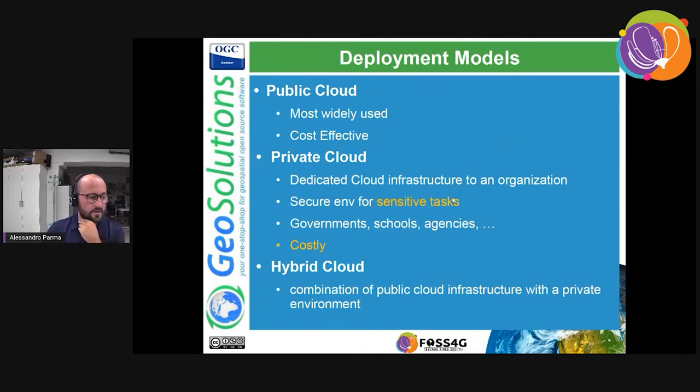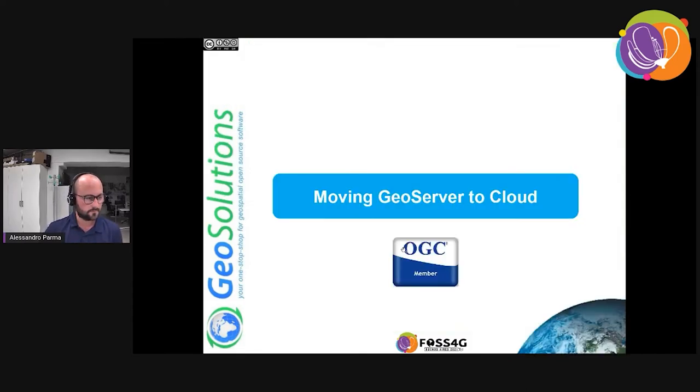Then we have a hybrid cloud. Hybrid cloud is a mix of the two, a combination of public with a private environment. So that's typically implemented with restricting at the networking level the access and the communication between the services. So your application is running next to other applications, but they're not allowed to talk to your applications. So this kind of combines the benefits of the two.